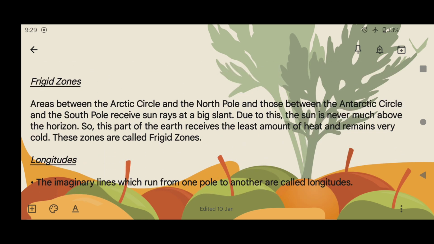Frigid zones. Areas between the Arctic Circle and the North Pole, and those between the Antarctic Circle and the South Pole, receive sun rays at a big slant. Due to this, the sun is never much above the horizon, so this part of the earth receives the least amount of heat and remains very cold. These zones are called frigid zones.